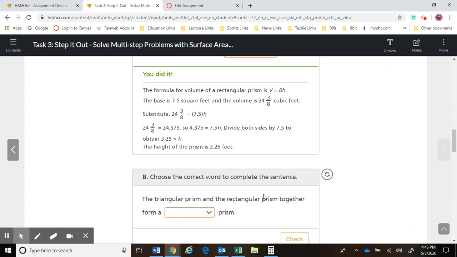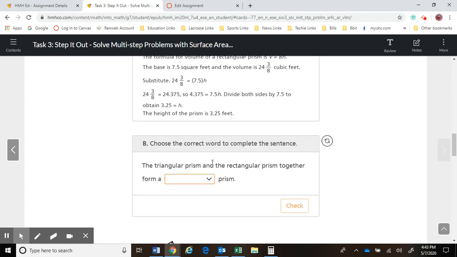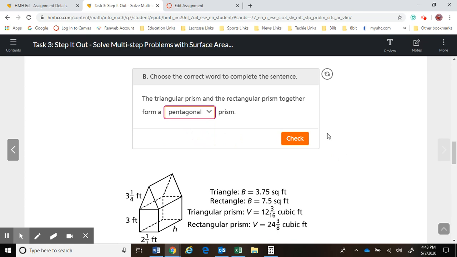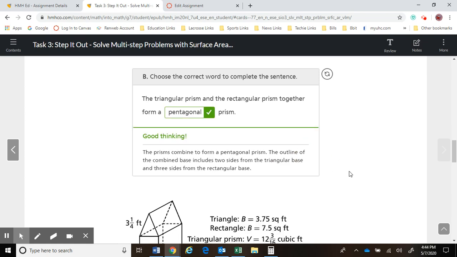All right, choose the correct word to complete the sentence. The triangular prism and the rectangular prism form a what? What type of prism do they form? Is it triangular, rectangular, pentagonal, or hexagonal? Well, how can I tell? How many sides does this have? 1, 2, 3, 4, 5. So we know it's not rectangular or triangular. Is that a hexagon or a pentagon? Well, 5 sides means it's a pentagonal prism, right? Okay, 5 sides.